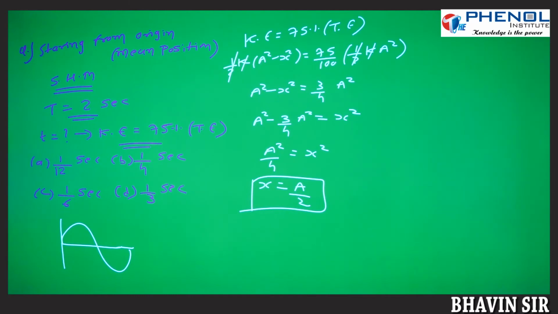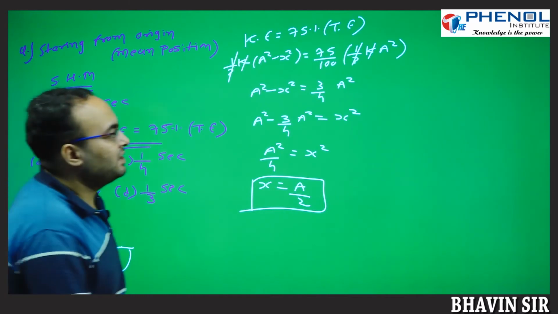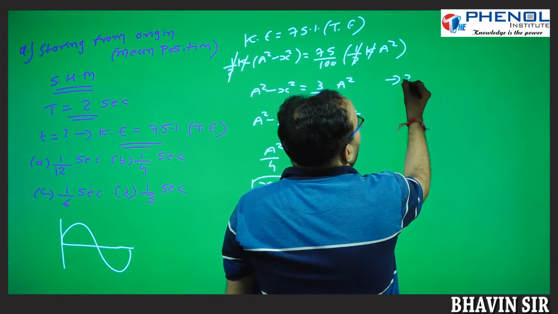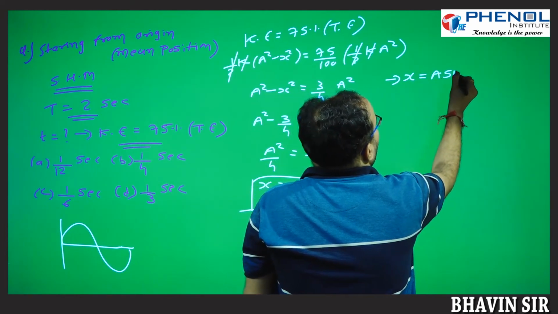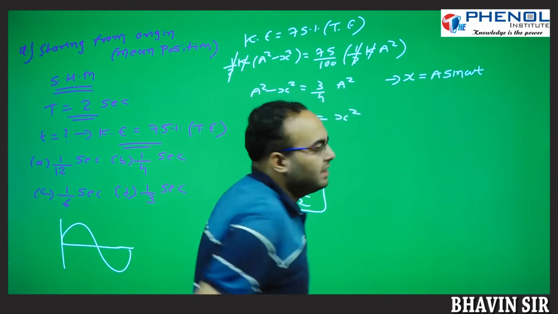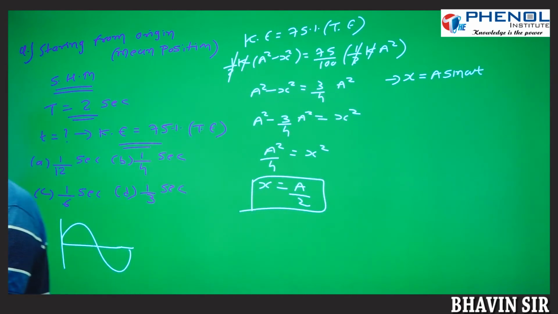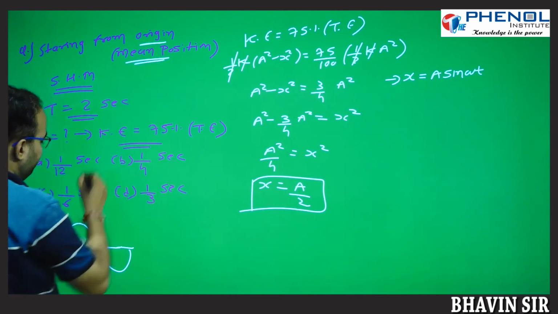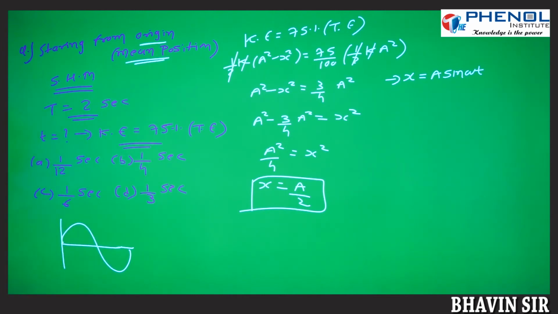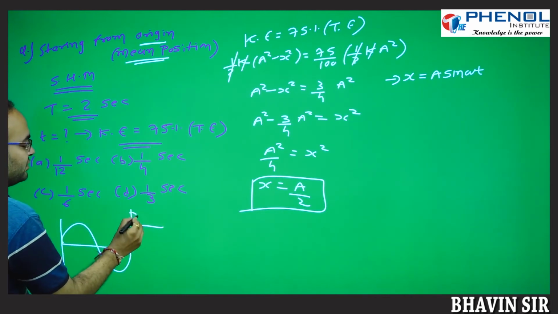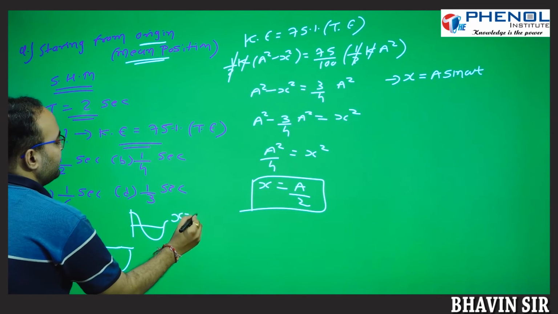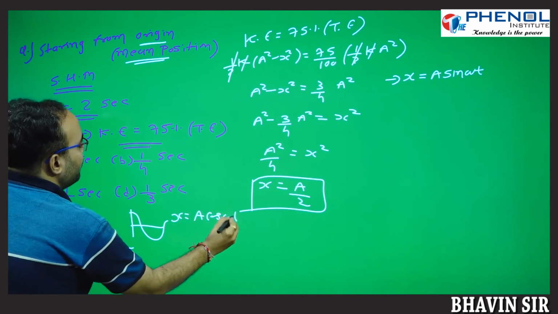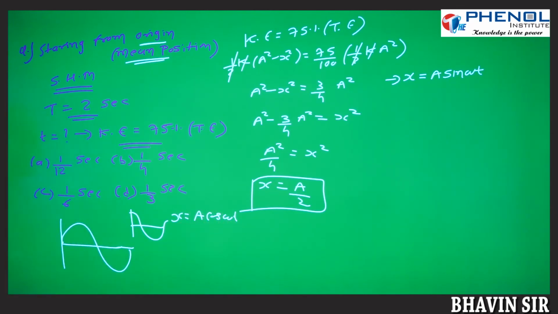Okay, so now consider the equation of X. What is the equation of X now? X equals A sin omega t. Why do we consider sin? Because oscillations start from origin, from mean position. So that's why we take sin. If oscillations start from extreme position, then we take x equal to cos, because cos starts from the top.